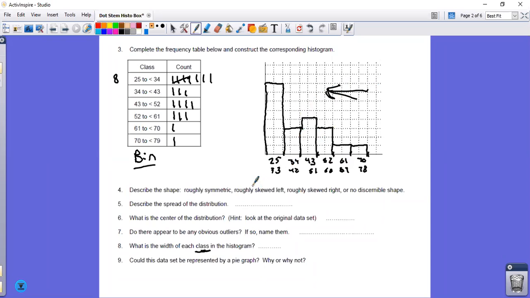It is roughly symmetric. Everything would be in the middle. This is roughly skewed left. The spread of the distribution goes anywhere from 79 to 25 based on this histogram, because if I just gave you this histogram, you don't have the data. You don't know if this number is a 78 or a 70, you just know there's one number in there. So the spread of this histogram is anywhere from 78 the highest and 25 the lowest.